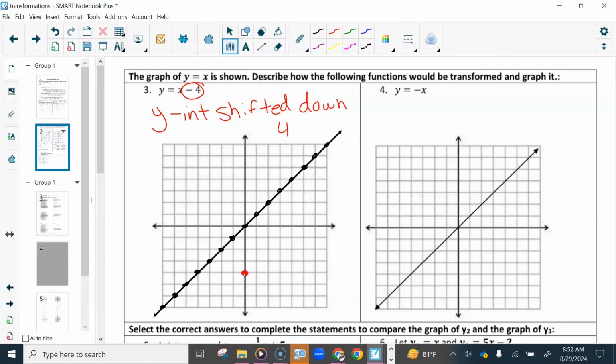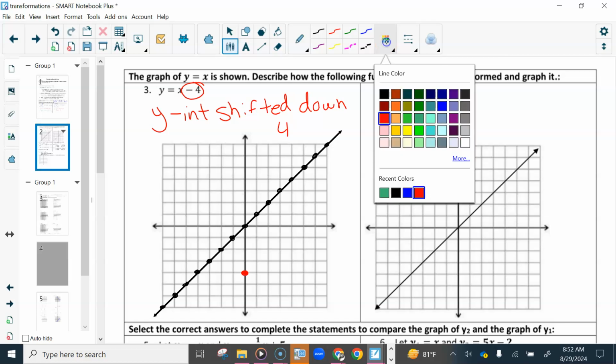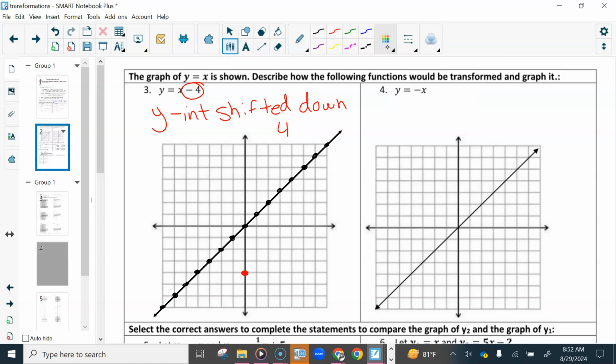Now, did the slope change at all? So even if the slope doesn't change, we still have to describe it. So if it didn't change, we just say that the slope didn't change. So the slope didn't change.